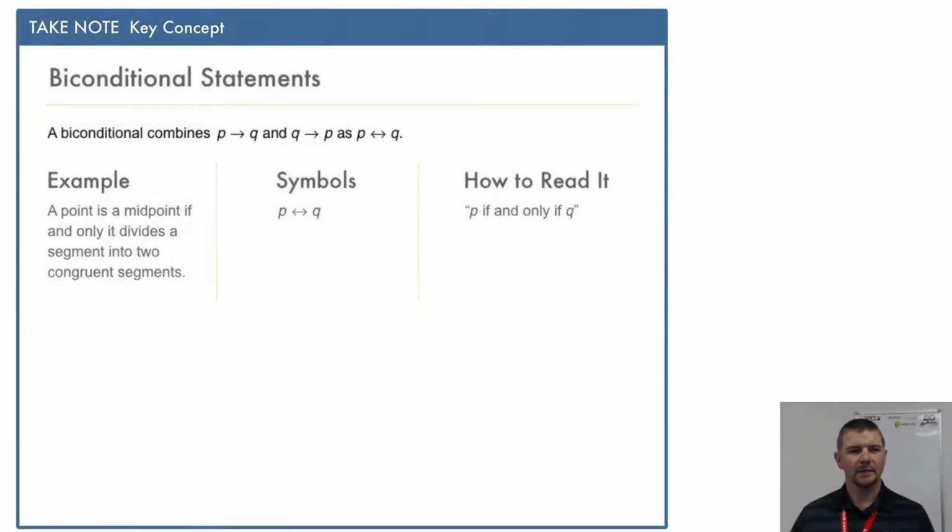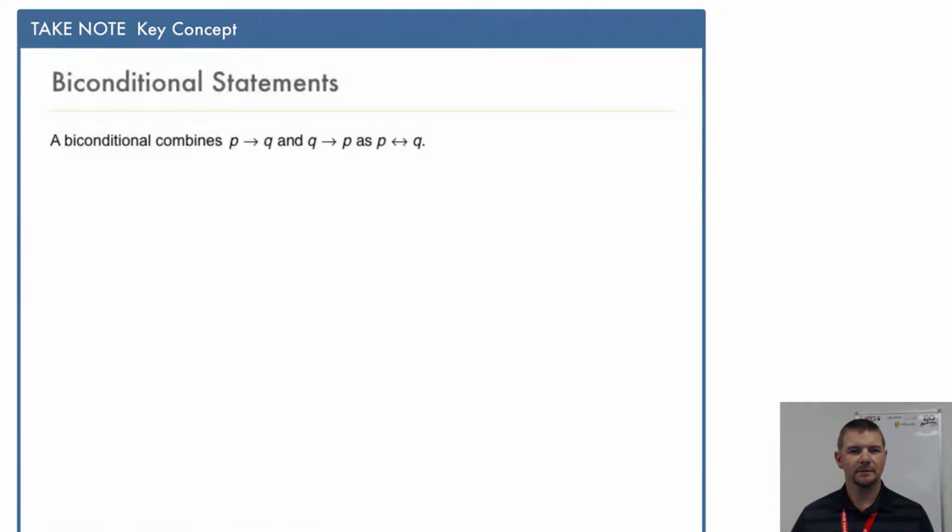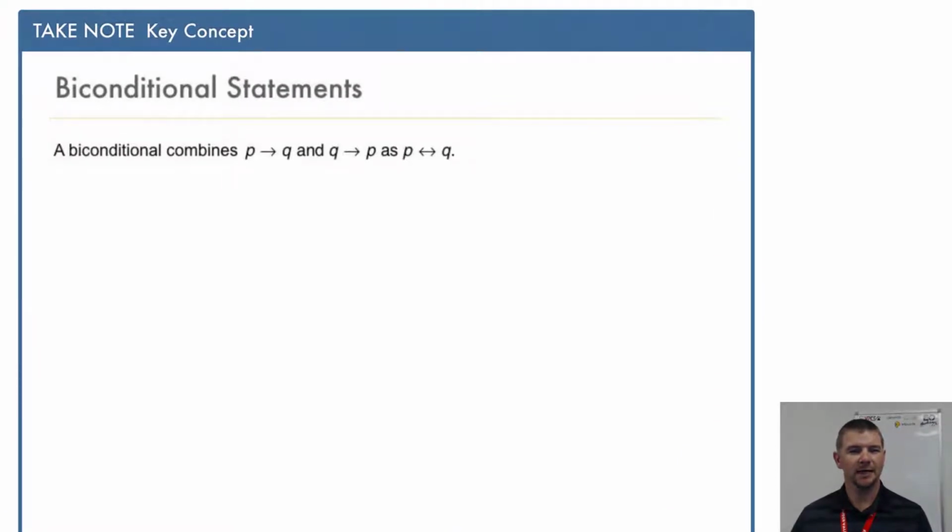Take note, key concept: biconditional statements. A biconditional combines P implies Q and Q implies P as P if and only if Q, using this double-ended arrow.